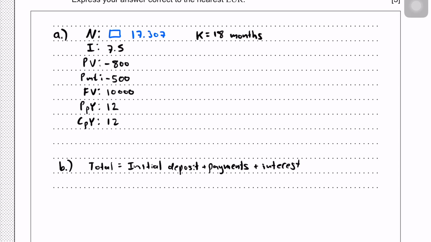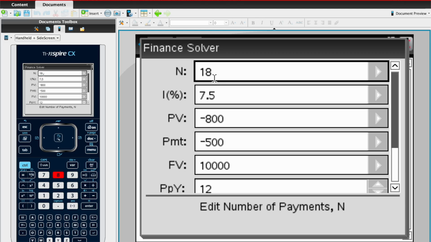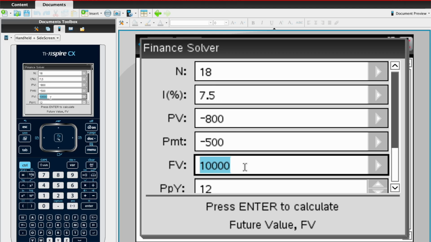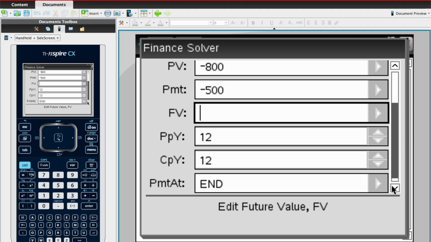So we know 3 out of these 4 things. Let's find the interest. First let's go back to our calculator and write in a value of 18 for K, so 18 months, and we'll replace this final value right here. Everything else is the same: 7.5% interest, initial deposit, $500 payments, and so on. So let's find the final value at that time.